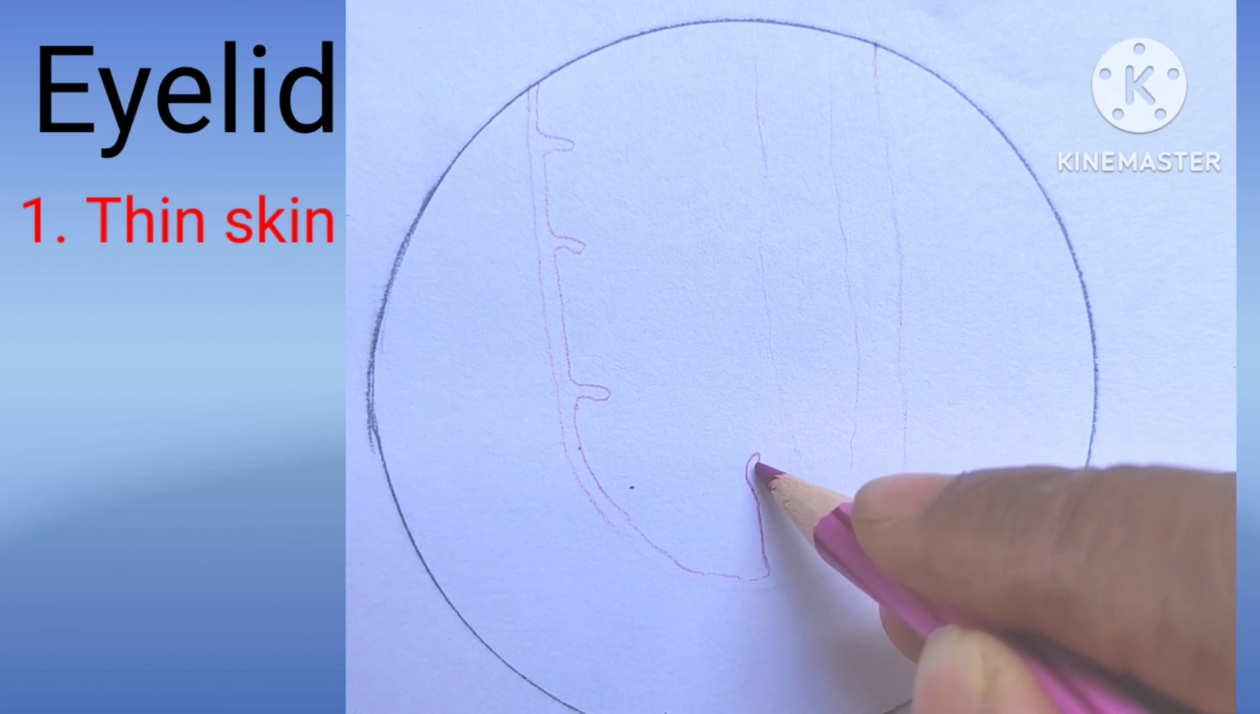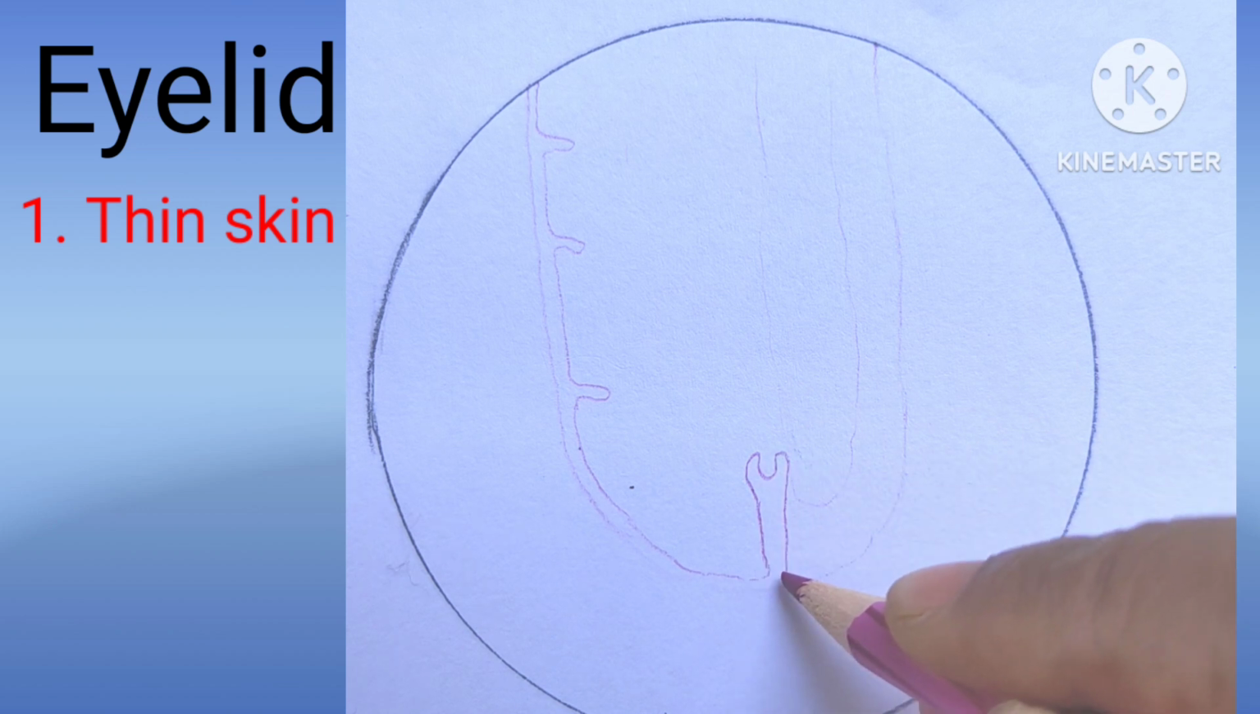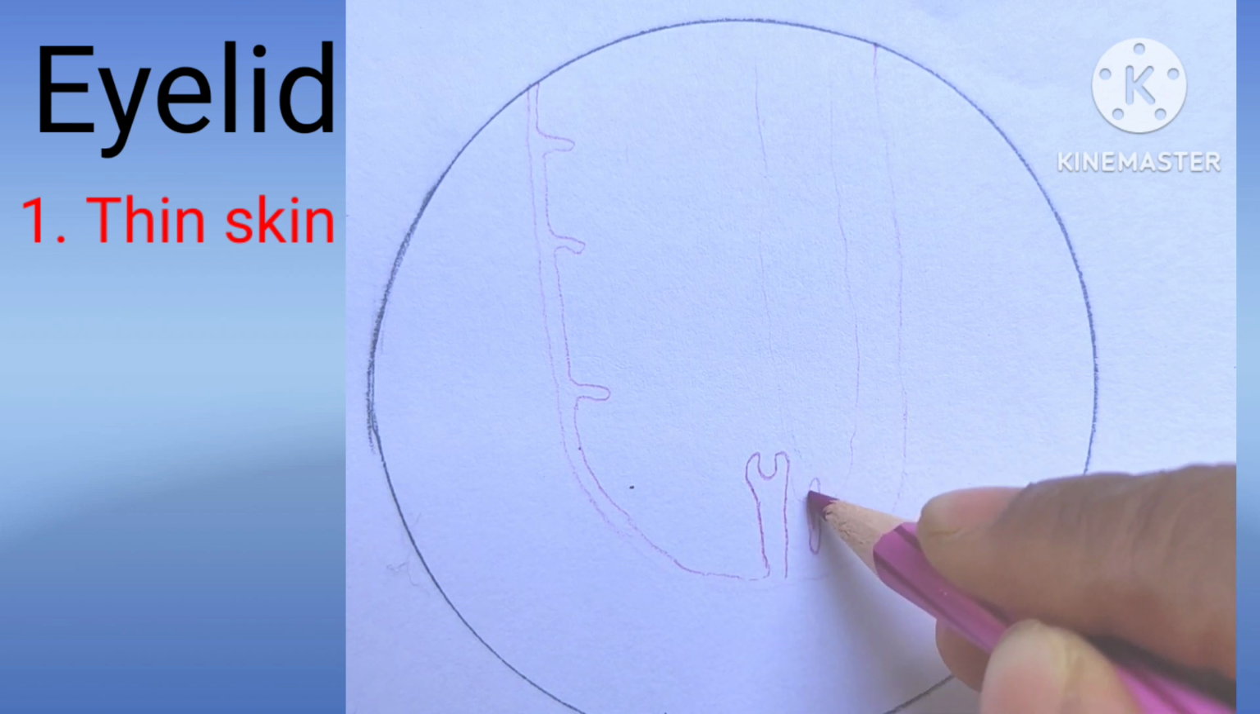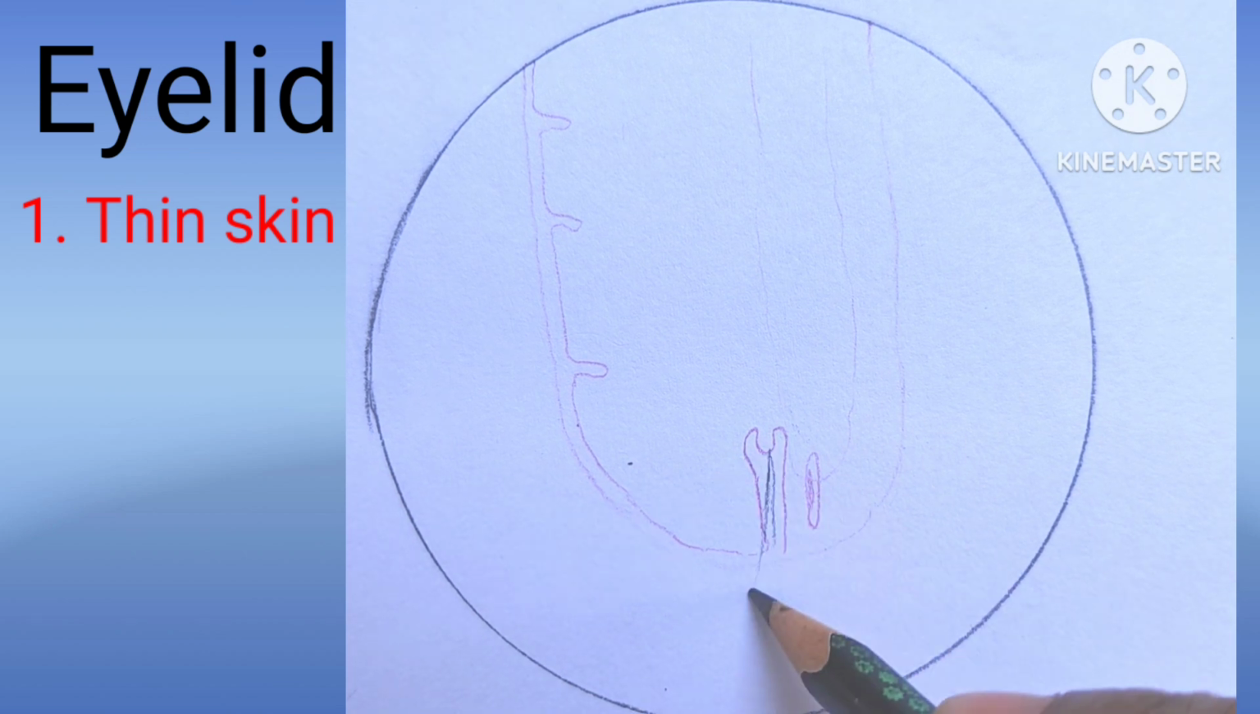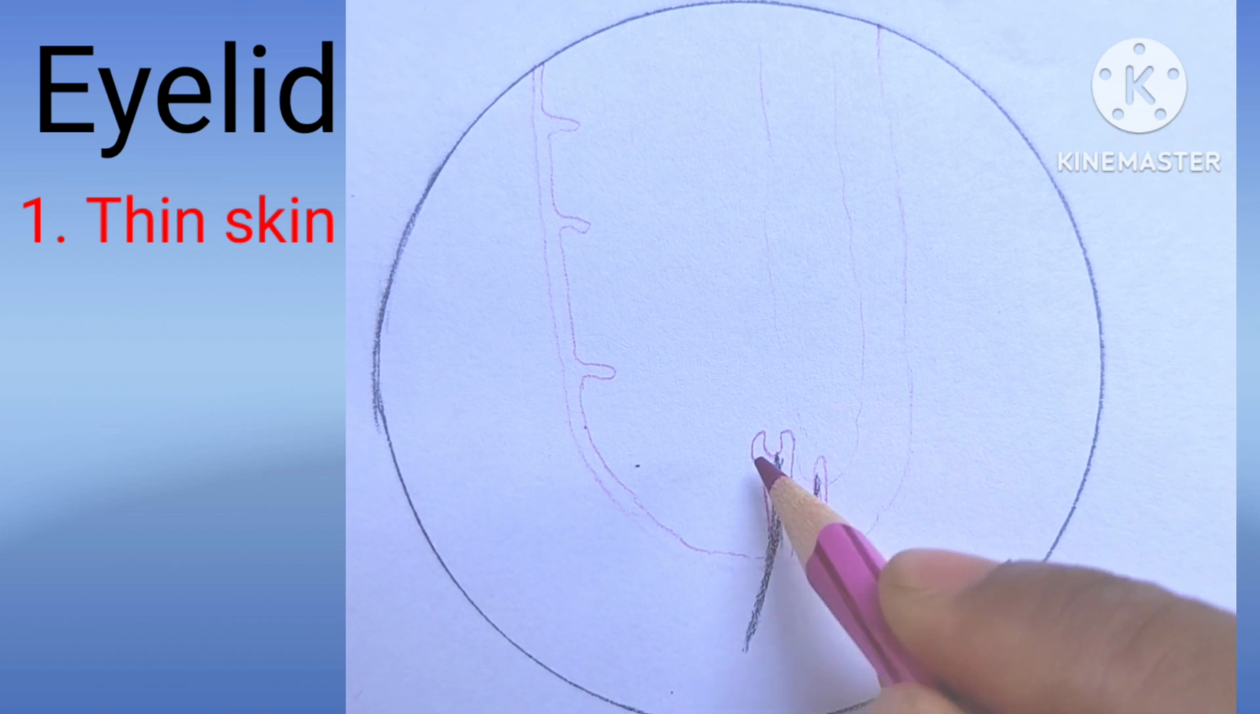So first I'm making an outline of the eyelid, then a little deeper to that, the basement membrane. What I'm drawing now are the eyelashes, the deeper dark hairs we'll see at the border of the eye.